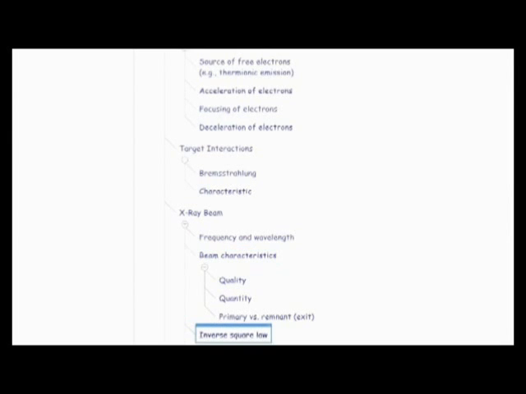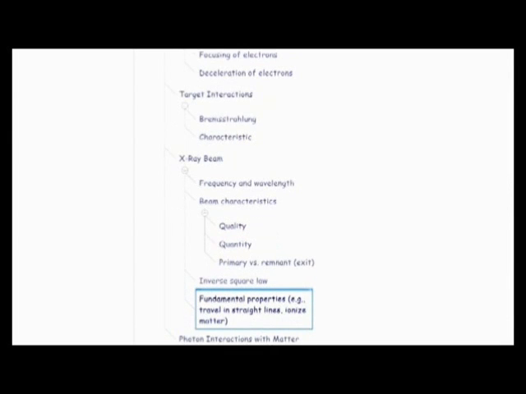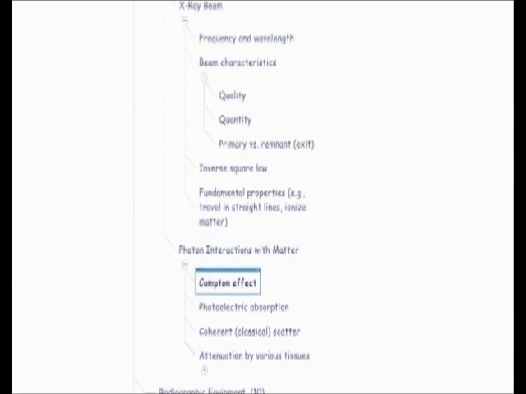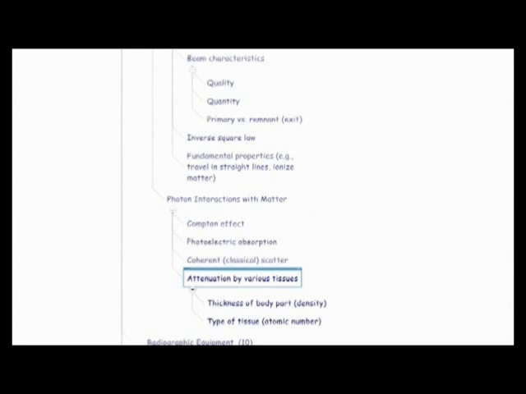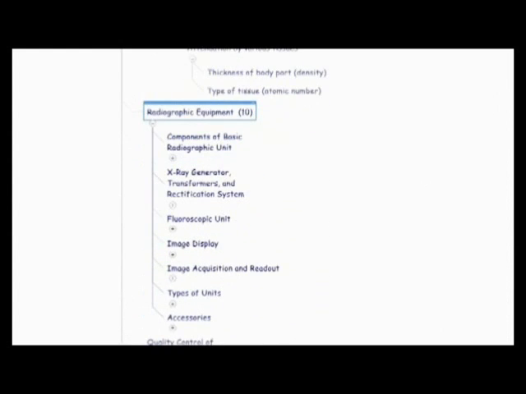There's the inverse square law. There's also the fundamental properties, you know, the travel in straight lines and ionized matter. There's the photon interactions with matter. There's the Compton effect, photoelectric absorption, coherent or classical scatter, and attenuation by various tissues, such as thickness of body part or type of tissue. And then there's the radiographic equipment.